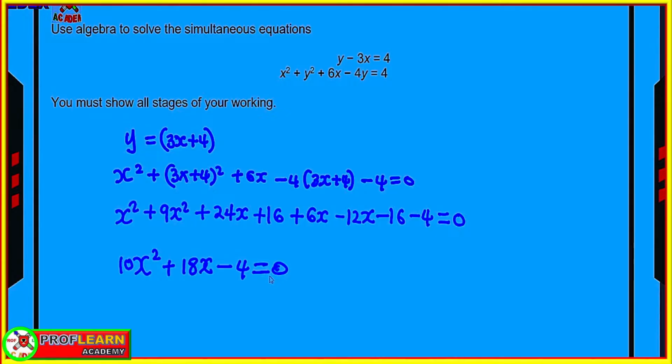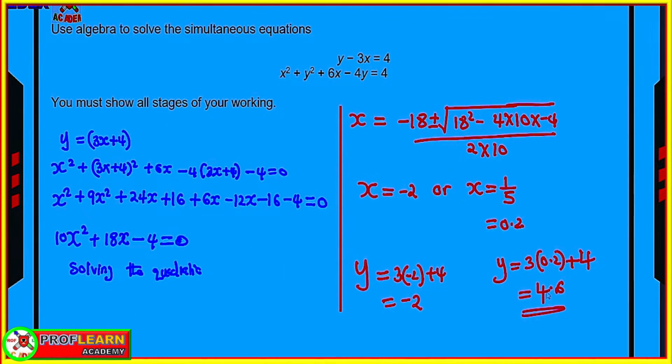So you are going to solve this quadratic equation. Solving it, we'll get the values of x, and once we get the values of x, we are going to substitute them into y equals 3x plus 4 so that we can also get the value of y. So solving for x here, we get x equals -2 or x equals 1 over 5.